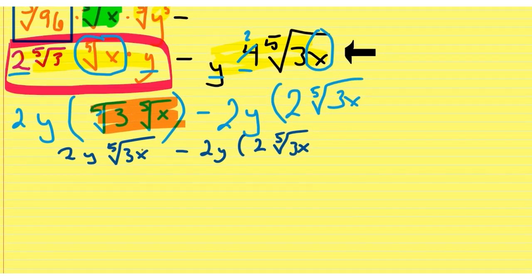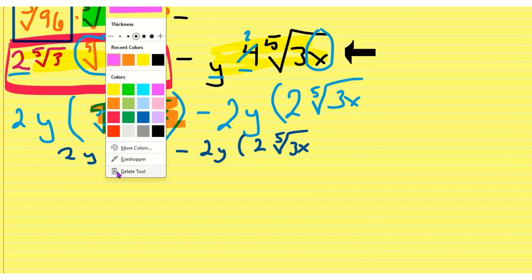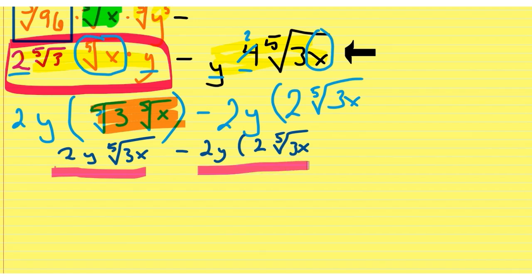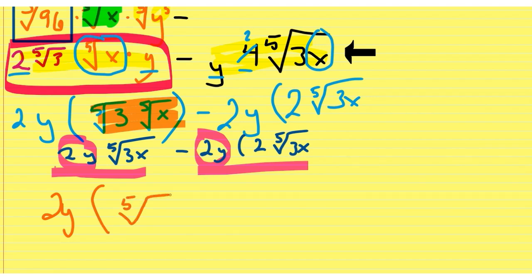So now, okay, now we have two expressions again. We have this expression right there. We have this expression right here. What do both of them have in common that I can factor out? It's a 2y and a 2y. So I'm going to pull that out. So 2y comes out, and what's left is the fifth root of 3x minus 2 times the fifth root of 3x. And let's see, I forgot that little parentheses right there.